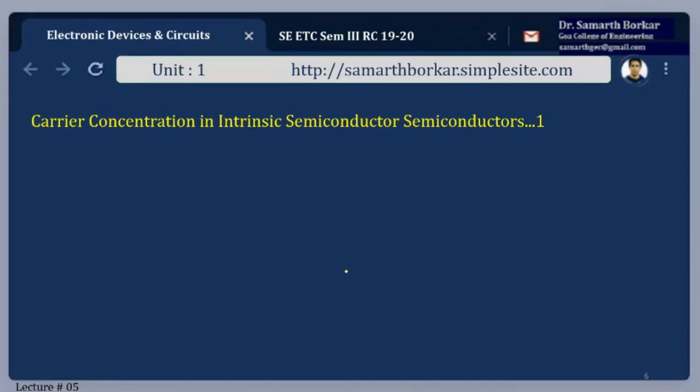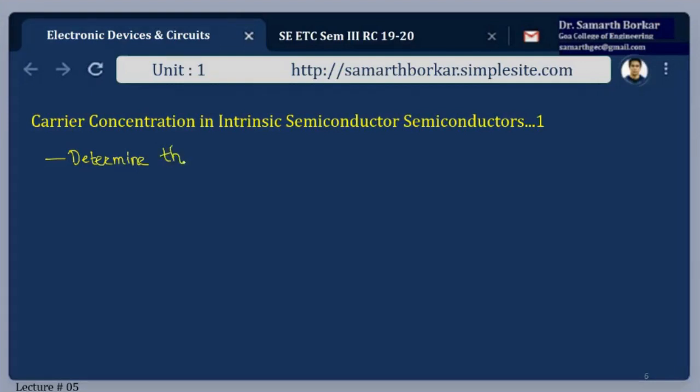What is the objective? Why are we studying this topic? Why is this concept important? Whenever we study anything, first we have to ask ourselves, why are we studying this? See, we need to determine the electrical properties of semiconductors.